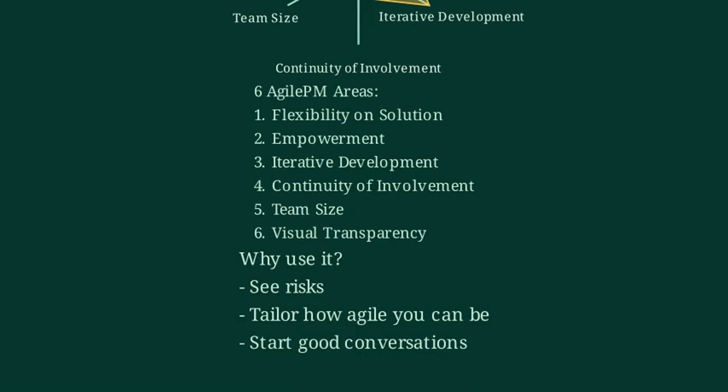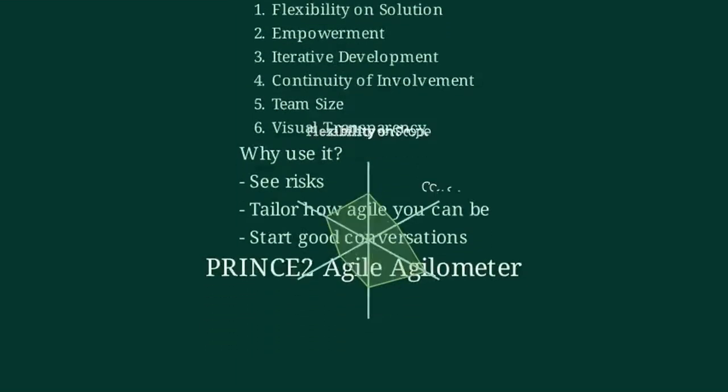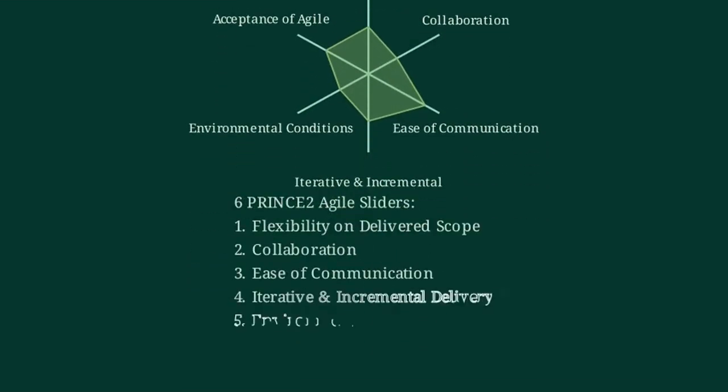Now, let's look at the Prince2 Agile Agilometer. It looks similar, but the sliders are different and focus on delivery risks. It is used during the starting up a project process to assess the Agile environment. The 6 sliders are flexibility on delivered scope, collaboration, ease of communication, ability to work iteratively and deliver incrementally, advantageous environmental conditions, and acceptance of Agile.